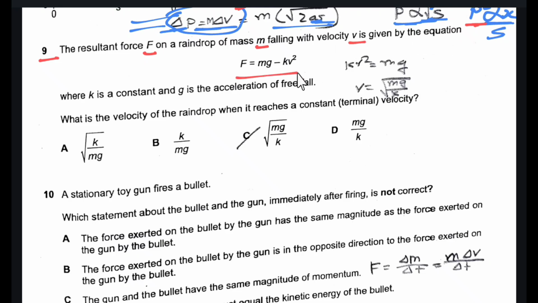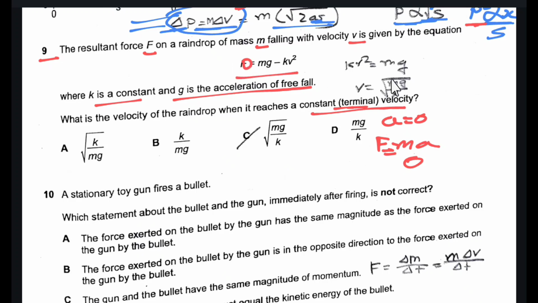The resultant force F on a raindrop of mass m falling with a velocity v is given by the equation, where k is a constant and g is the acceleration of free fall. What is the velocity of the raindrop when it reaches a constant terminal velocity? At constant terminal velocity, we know that acceleration is 0, so the resultant force, which is mass times acceleration, is also 0. So after setting it to 0, we solve this and get v equal to √(mg/k), that is the answer C.